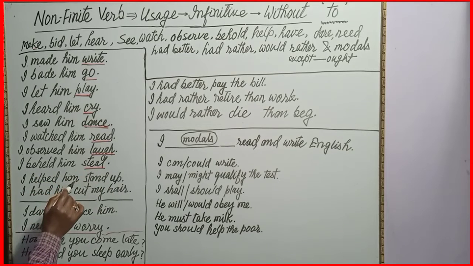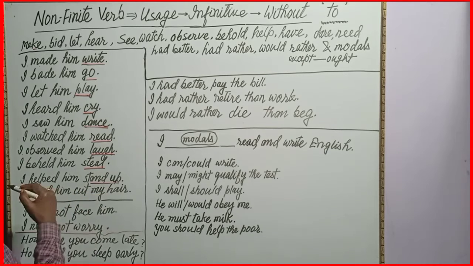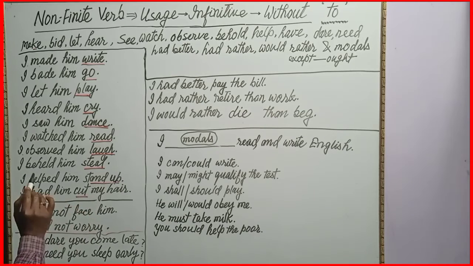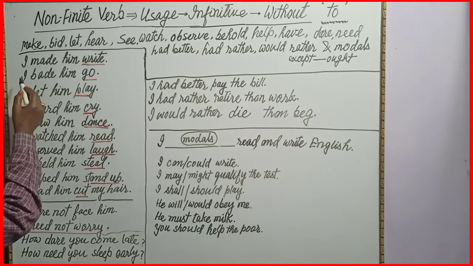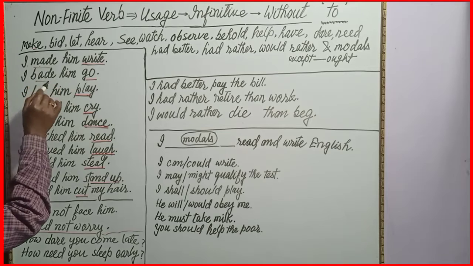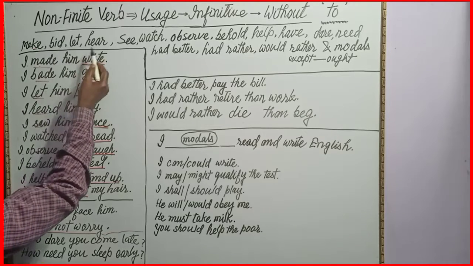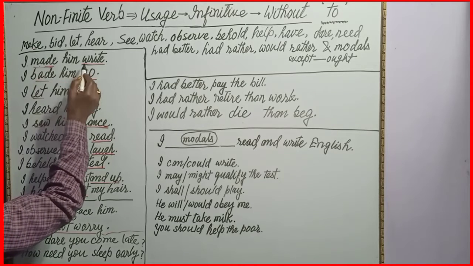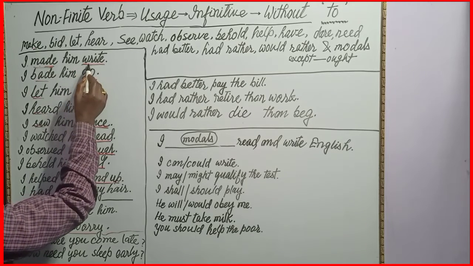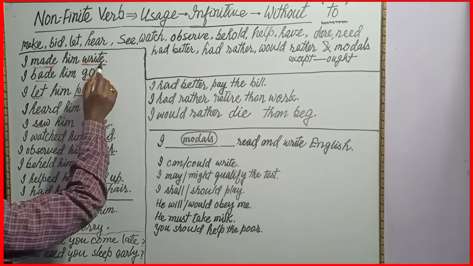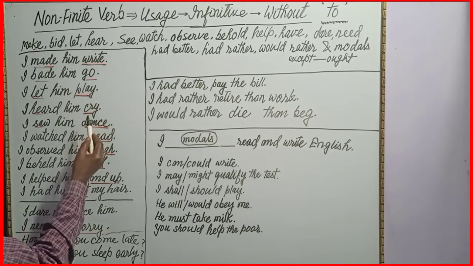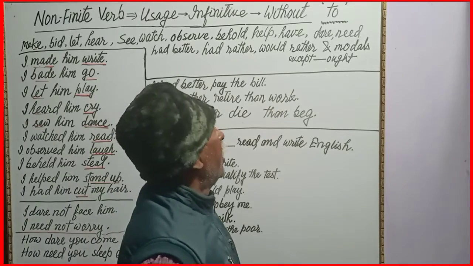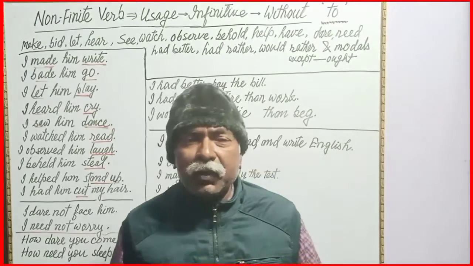I helped him stand up. मैंने उसकी खड़े होने में सहायता की. I had him cut my hair. मैंने उसे अपने बाल कटवाने के लिए रखा था. So here you see, these verbs have been used by me in the past tense. And after made, "to" is not used here, only the root verb: write, go, play, cry, dance, read, laugh, steal, stand up, cut. These are bare infinitives. You can say infinitive without "to".